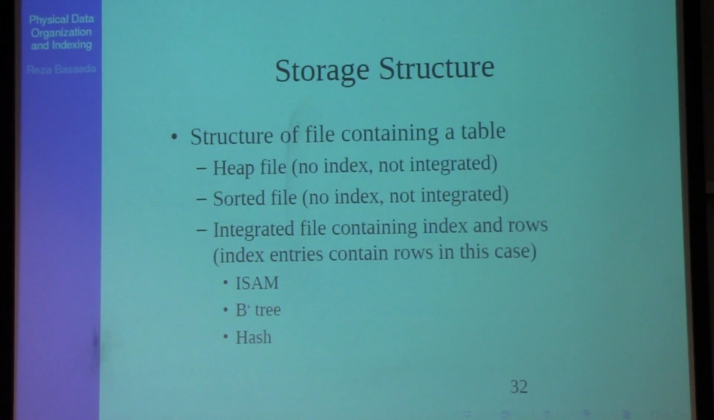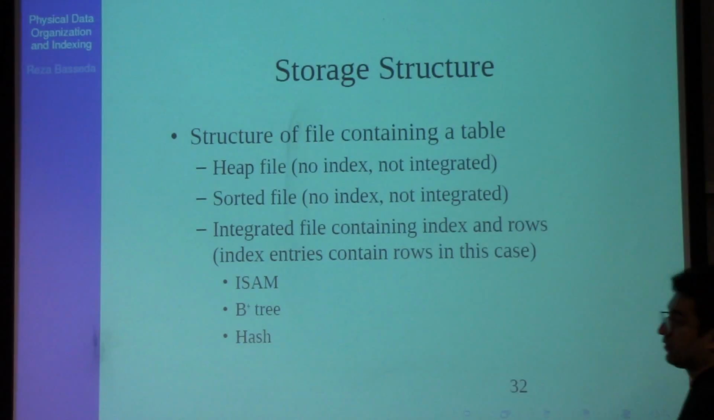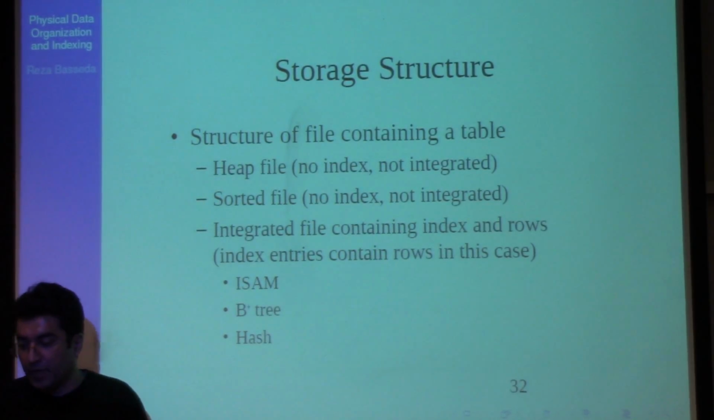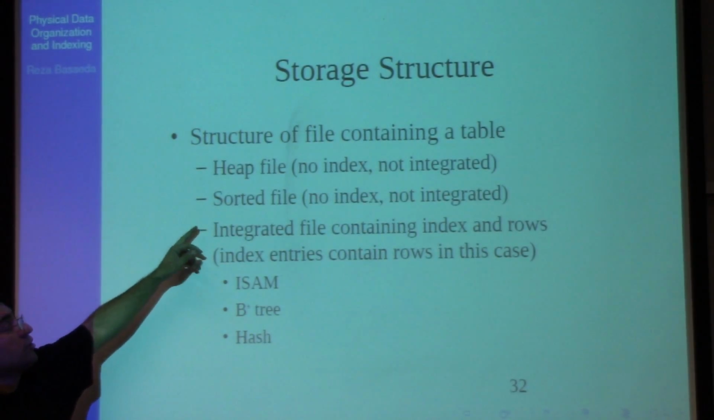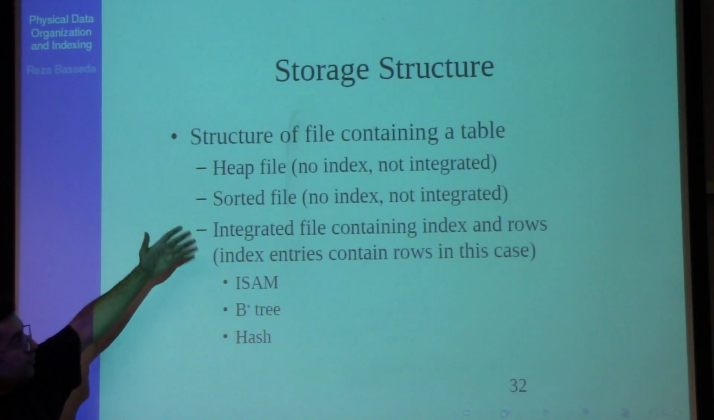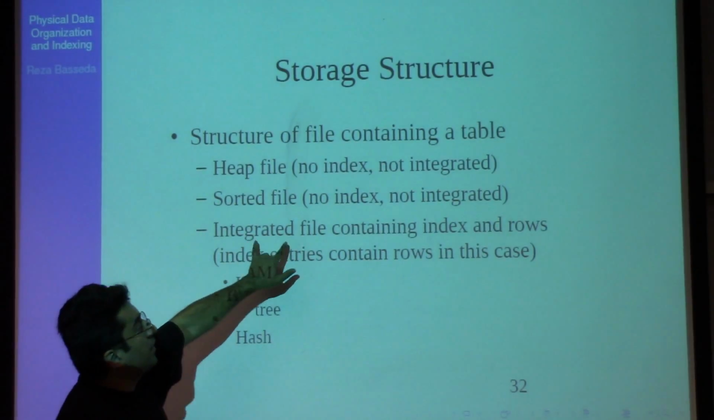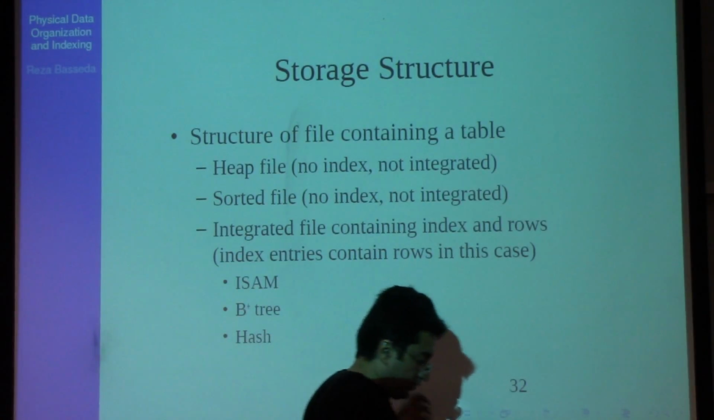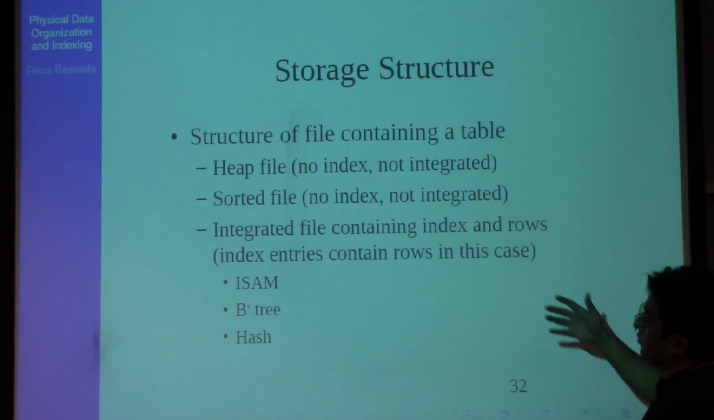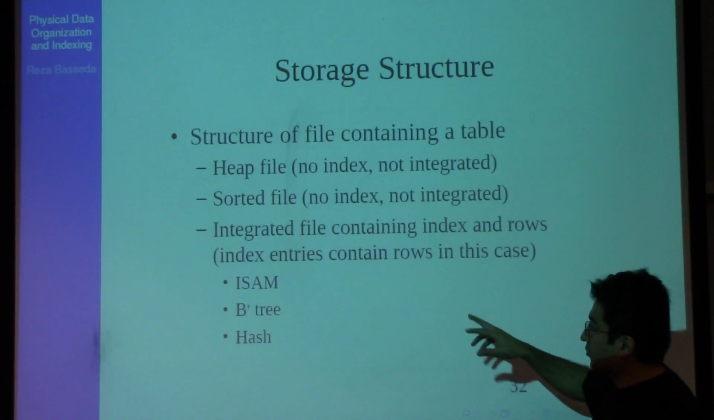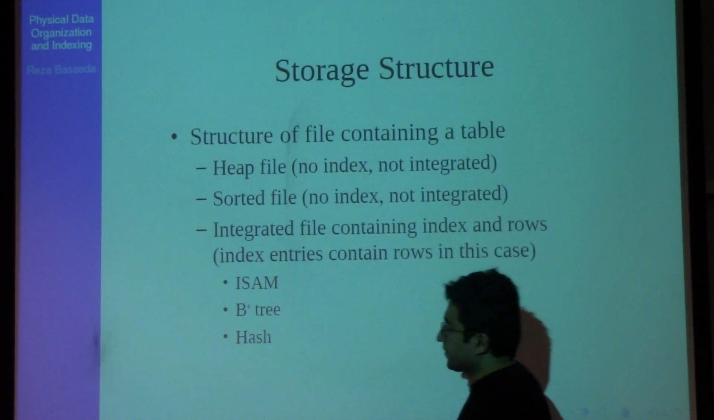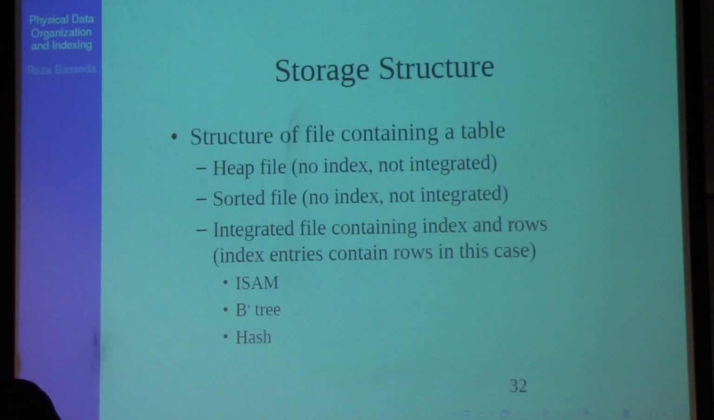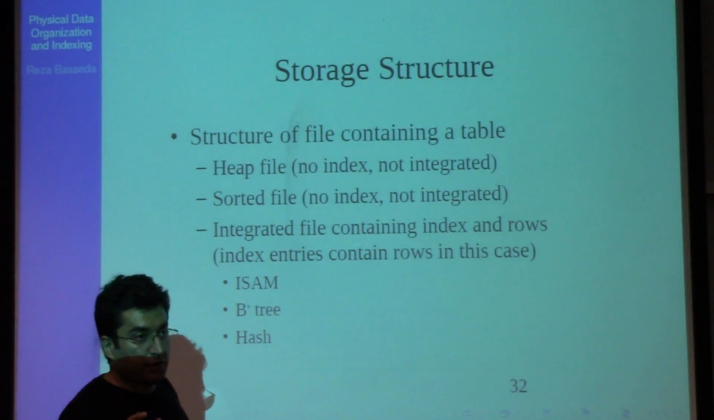So the storage structure of the file containing a table can be a heap file, a sorted file, which will be studied, and also an integrated file containing index and rows. Okay, this is also a type of storage structure. In this case, entries contain rows. Index entries contain the rows of the information.